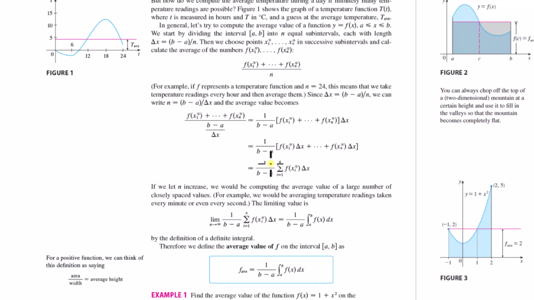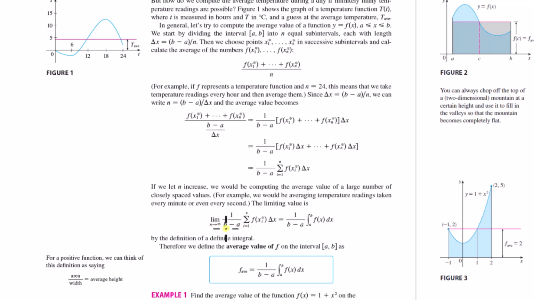This is a Riemann sum. But if we take the limit as n goes to infinity, then what happens? 1 over b minus a is not a function of n. So you can bring the 1 over b minus a out front of the limit.